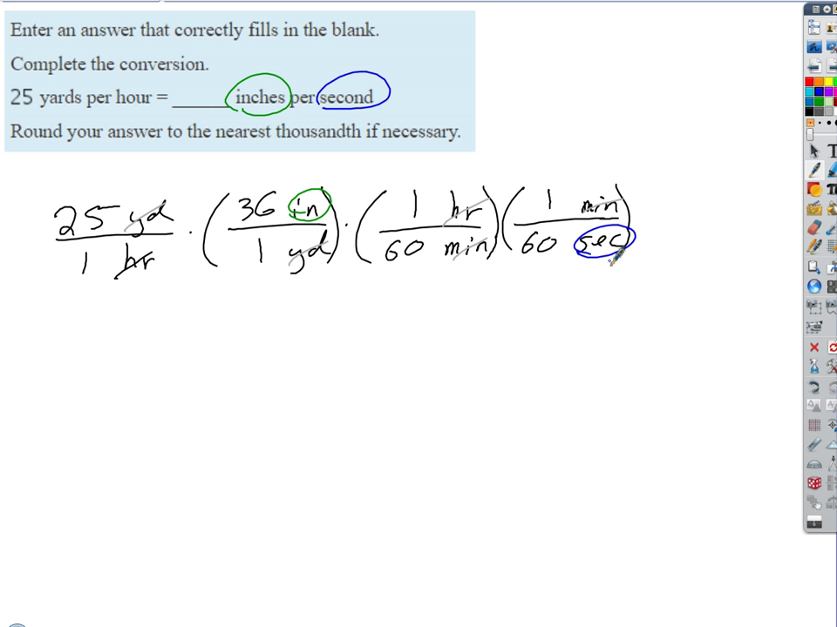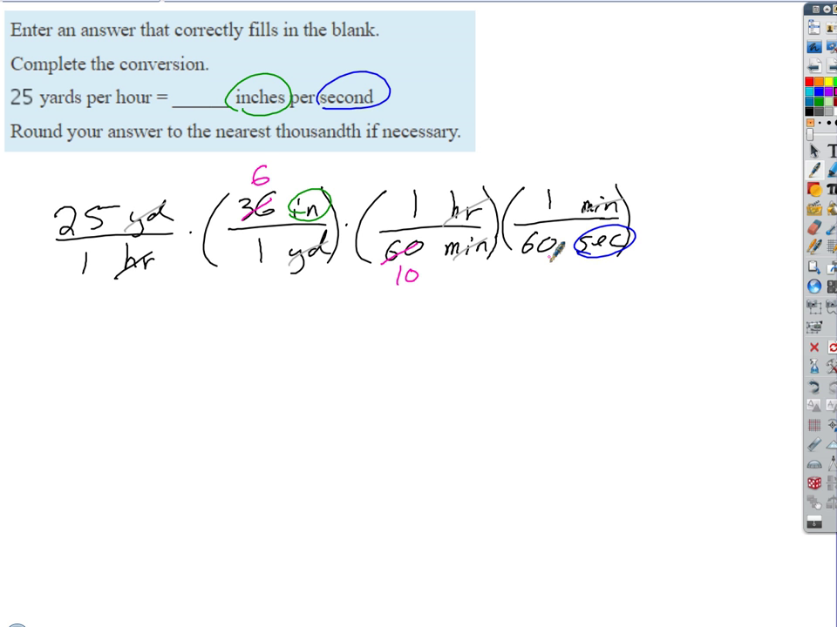All we've got to do is just simplify this thing, right? We can do some cross-canceling, fortunately. So how about 36 and 60? What number goes into both? 6 does. So that gives us a 6 there and a 10 there, and I can even go a little further. 6 and 10 reduces to 5 and 3.